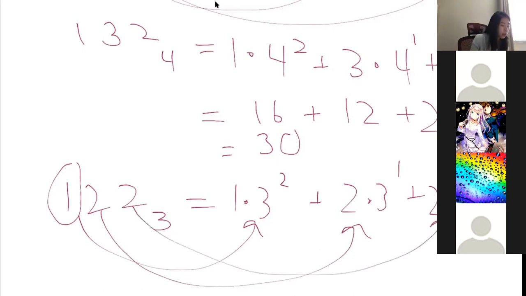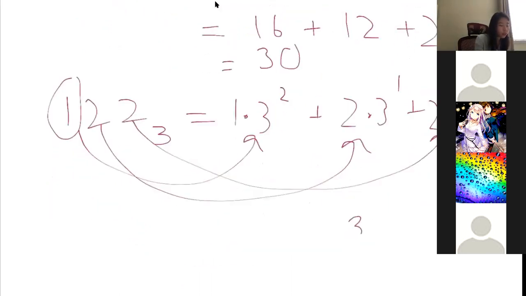And then some of you guys, 3 to the 0 is 1, right? It does not equal 0. It's kind of like a common trap. All right, so let's add this up. This is 9 plus 6 plus 2, just 17.